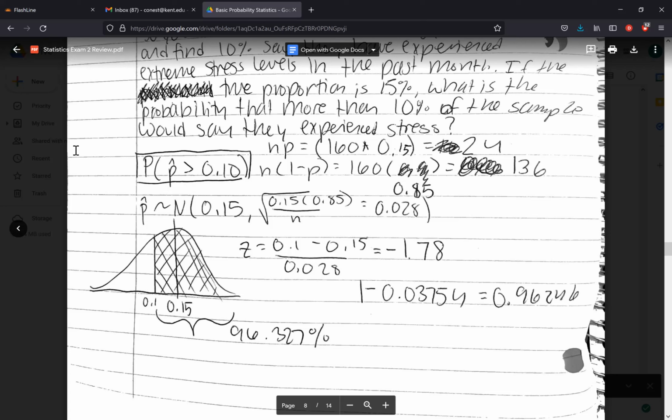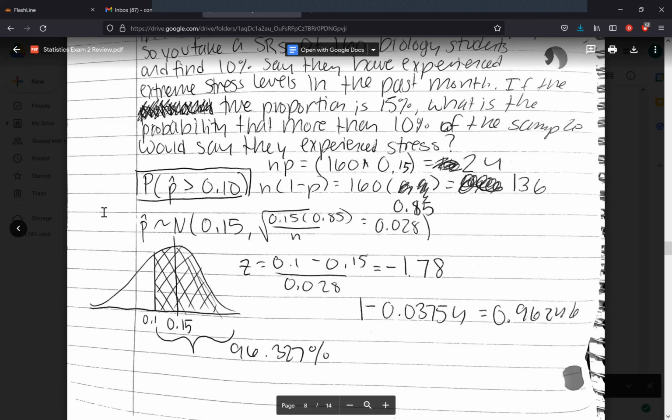So we're looking for the probability that p hat is greater than 0.10. From these conditions, we know that p hat is normally distributed with a mean of the proportion, which we're given, it's 0.15, 15%. And then it has a standard deviation of the square root of p times 1 minus p, so 0.15 times 0.85 divided by n, which is, where did I put it?